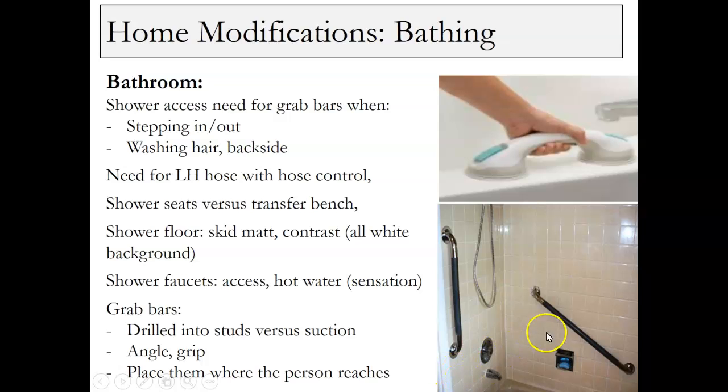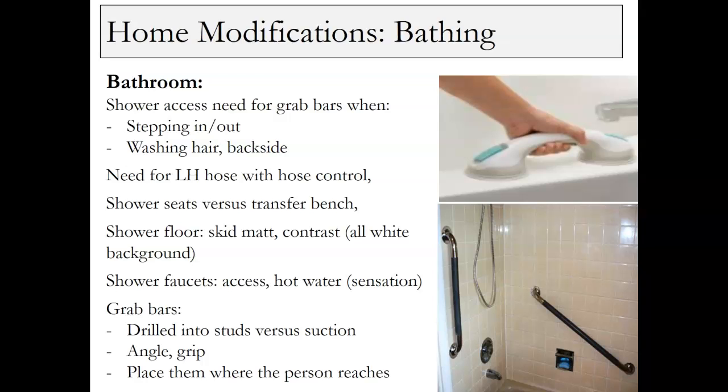If they're doing the transfer bench thing like we have in the lab, they may not be doing this, at least not initially, because they're going to be sitting and sliding in. The long-handled hose, you can see it here, so they can sit and spray themselves down. A lot of these hoses have controls right on the hose. You can leave the hose down on the ground, and they can pick it up while sitting on the bench. They might have to stand and do their backside, may need some help to do that, and then come out. And you have your long-handled sponges, different sorts of ways. Skid mats, contrast, think about the contrast, it's so white in there, the grab bars.